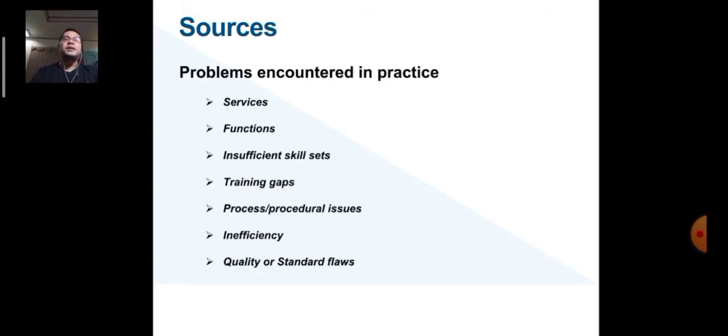Okay, problems encountered in practice would include services. For example, if our registrar is doing their services or if they want to improve their services, they can do research about the services that they're currently doing right now. Or maybe if they want a technological application or an ICT application of their current service, then they can do research.